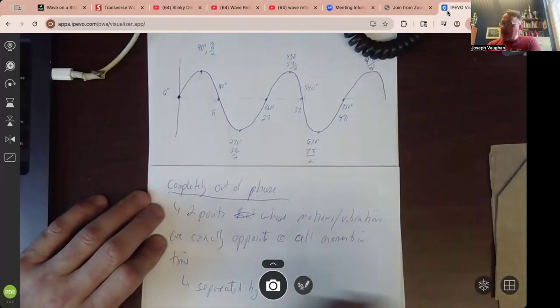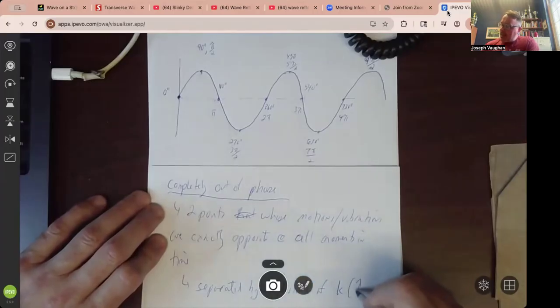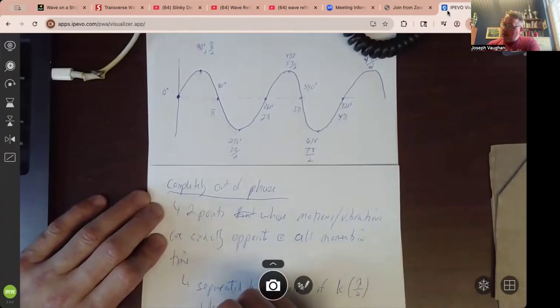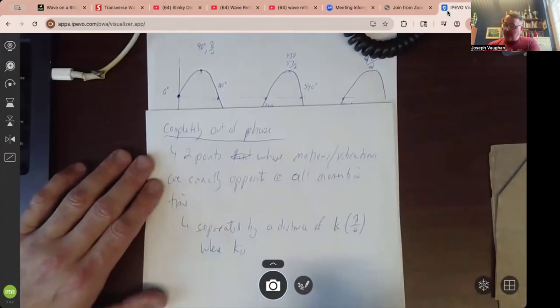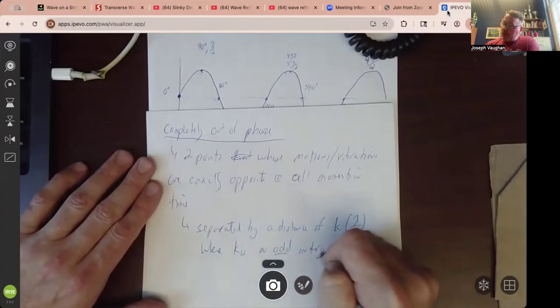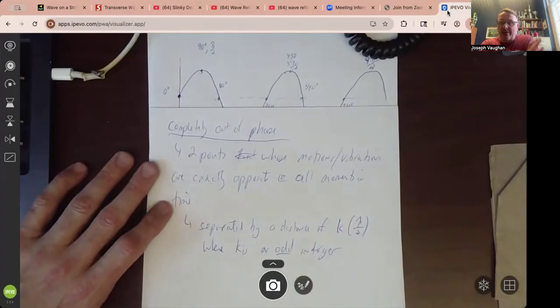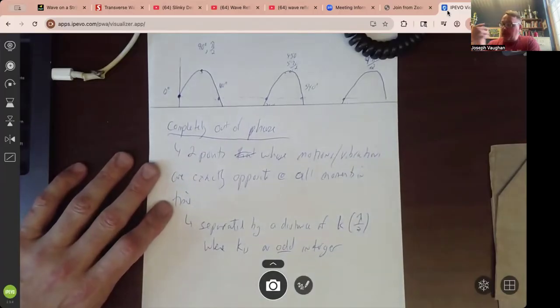So we're going to have a way of saying that. We're separated by a distance of k times lambda over 2, where k is an odd integer. So we're going to use k for odd integers for this. It's a standard math notation in some books.